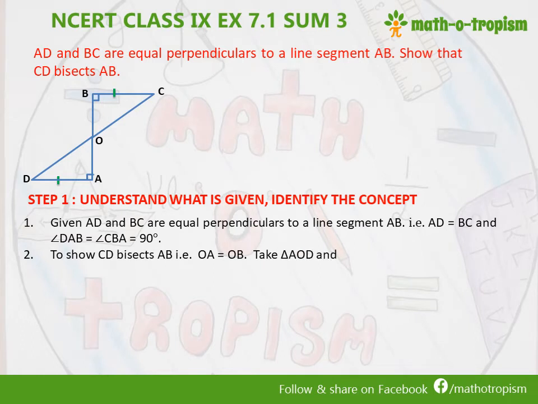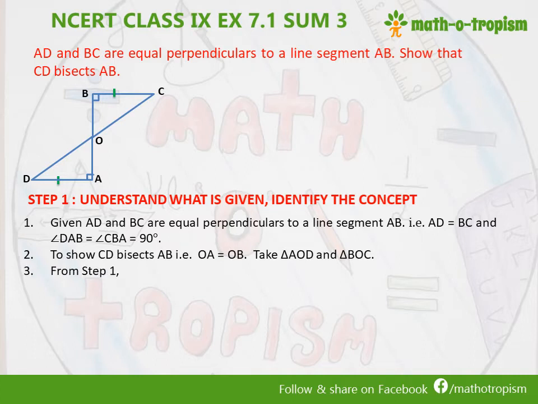Now we need to take the two triangles AOD and BOC. In these two triangles, we have to show that OA equal to OB, which means they are congruent triangles, and we know the different ways in which we can have the congruency. So depending on what type of angles and sides we have, we will be proving that.